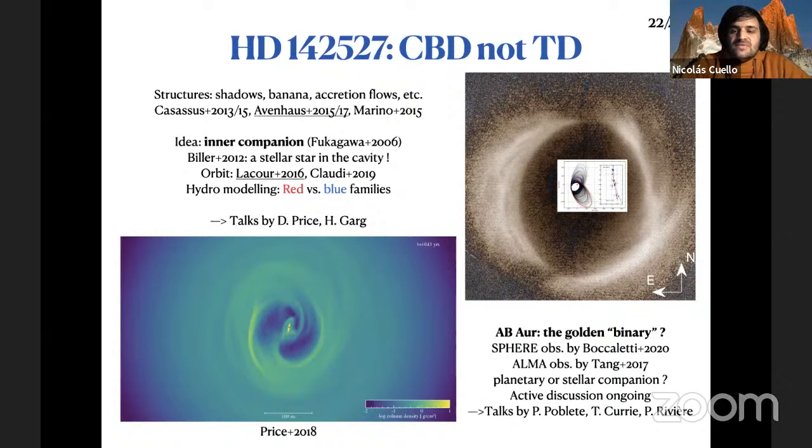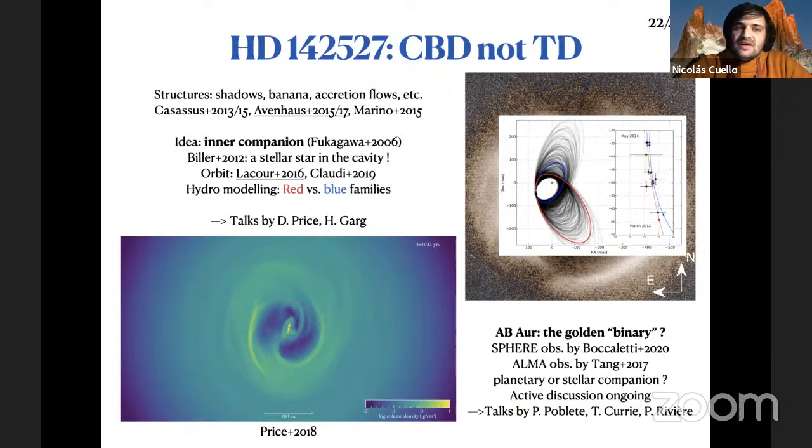And since there was so much structure, there was this idea that perhaps there is an inner companion in there, proposed by Fukagawa in 2006. And actually, Biller and collaborators found that little guy in there. And so by then measuring its movement inside the cavity, you can have an idea of the orbit. And this is what was done by Lacour and collaborators, and also by Claudi a bit later.